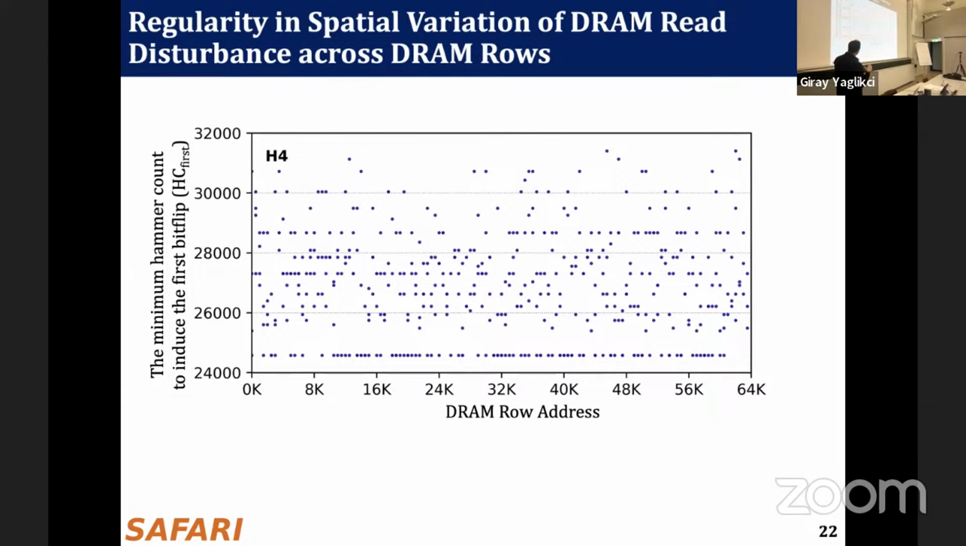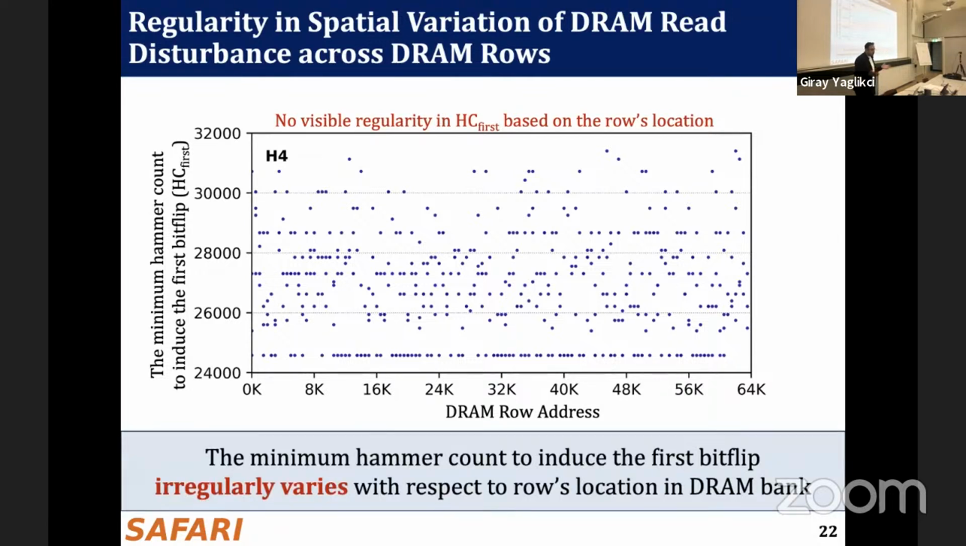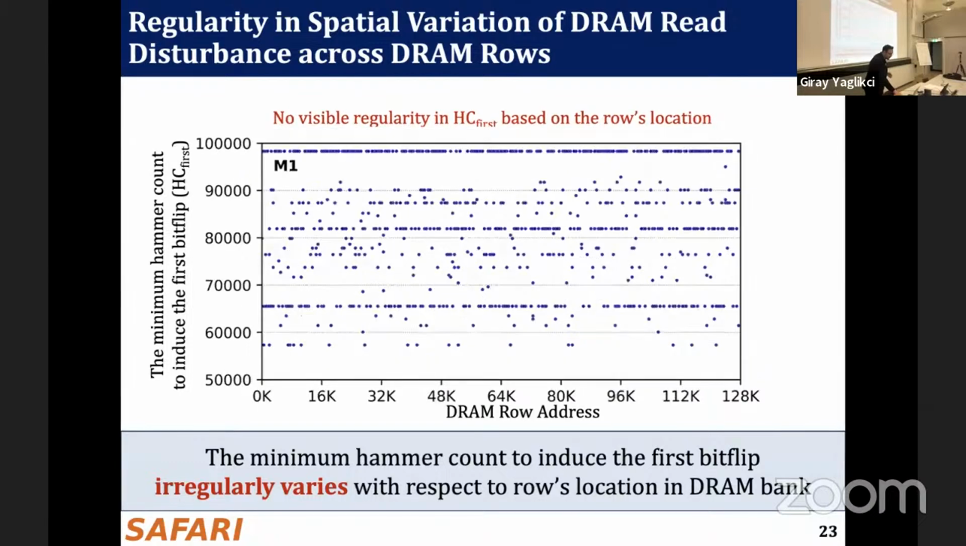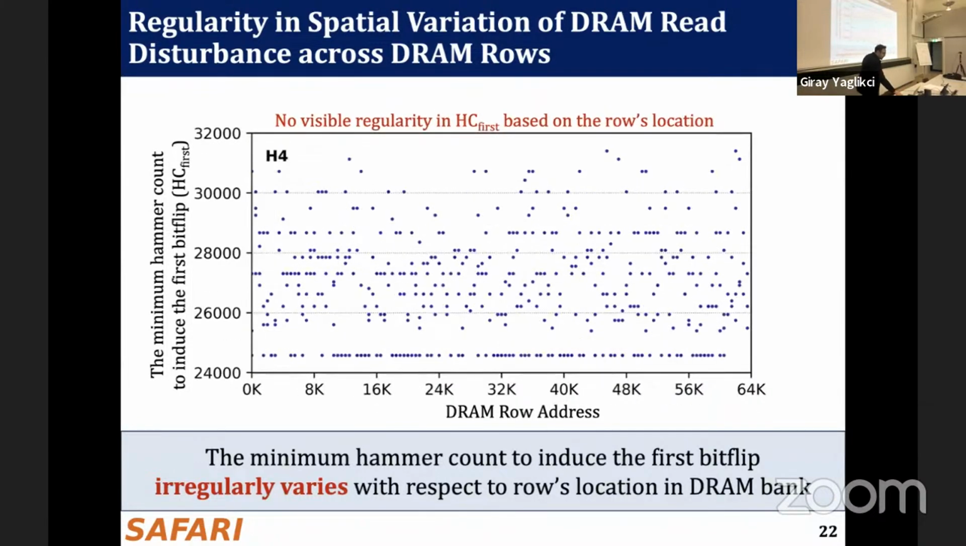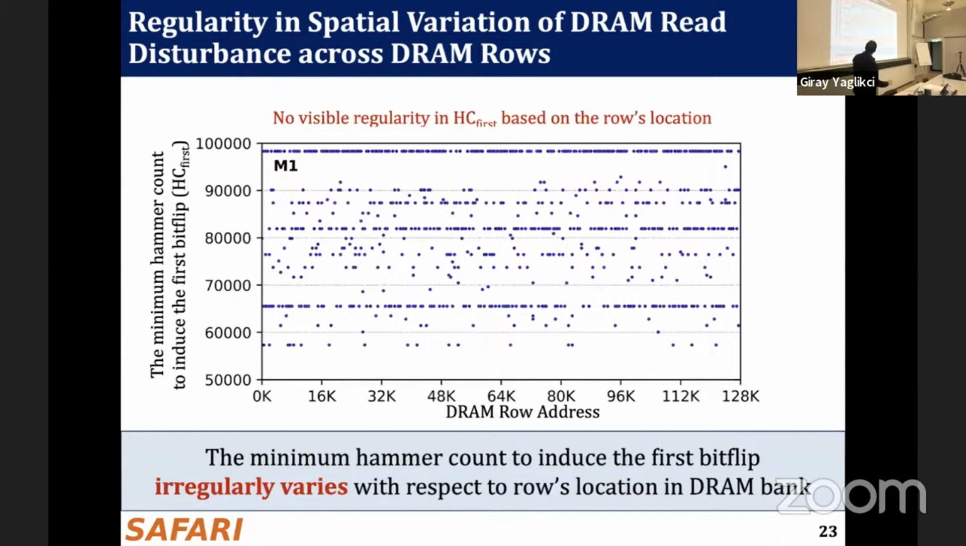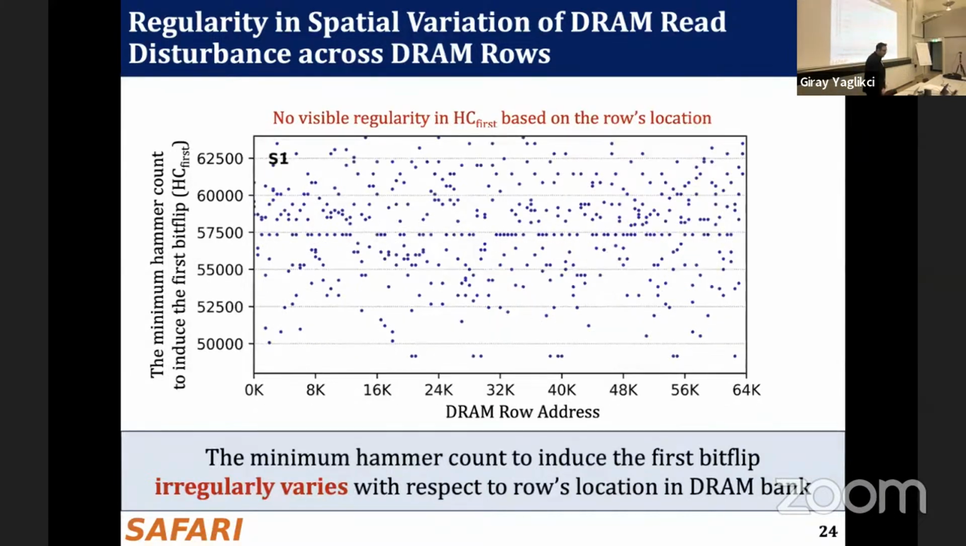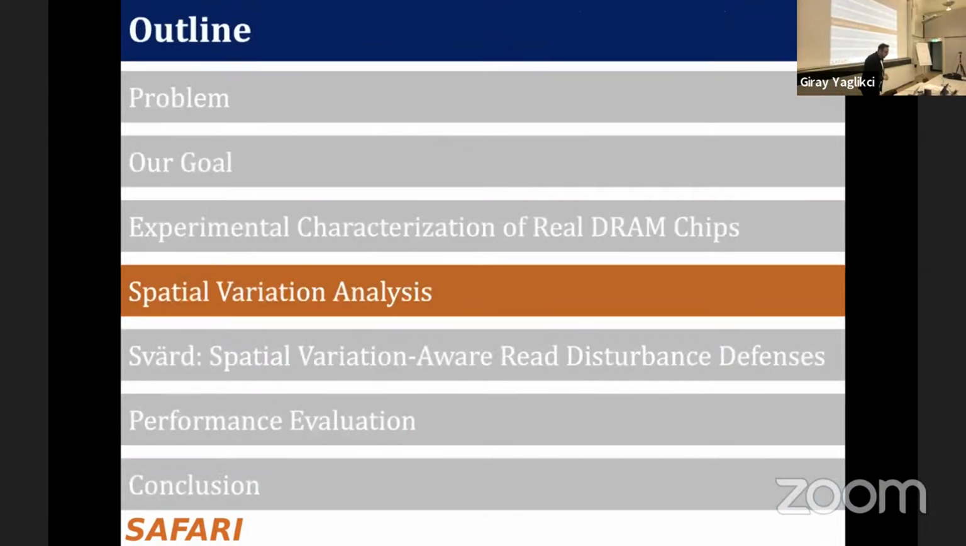So it's hard to say that there is a repeating pattern here, or a correlation between the row address and the HC first value. Our conclusion is that there's no visible regularity to my eyes based on the row's location. The minimum hammer count to induce the first bit flip irregularly varies across different DRAM rows. That was one module from SK Hynix. This is another module from Micron. This is another module from Samsung. And none of them show very clear patterns.